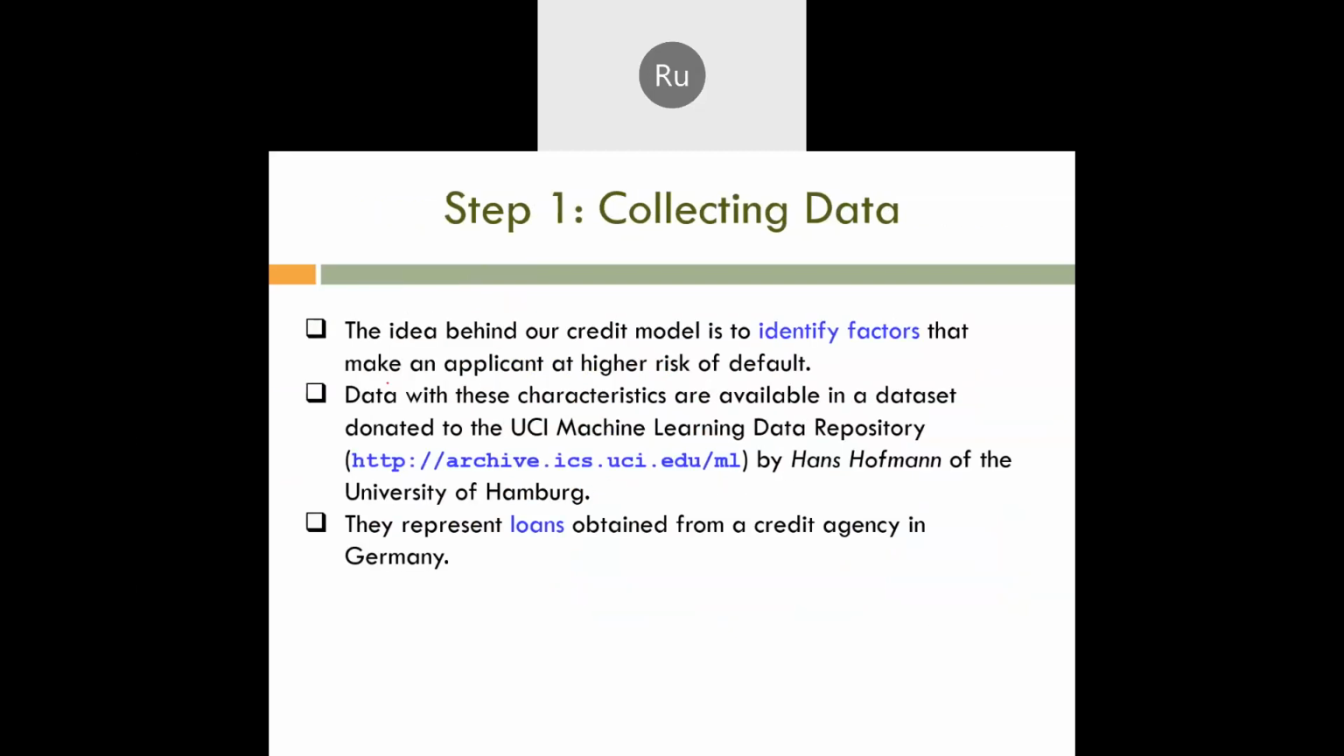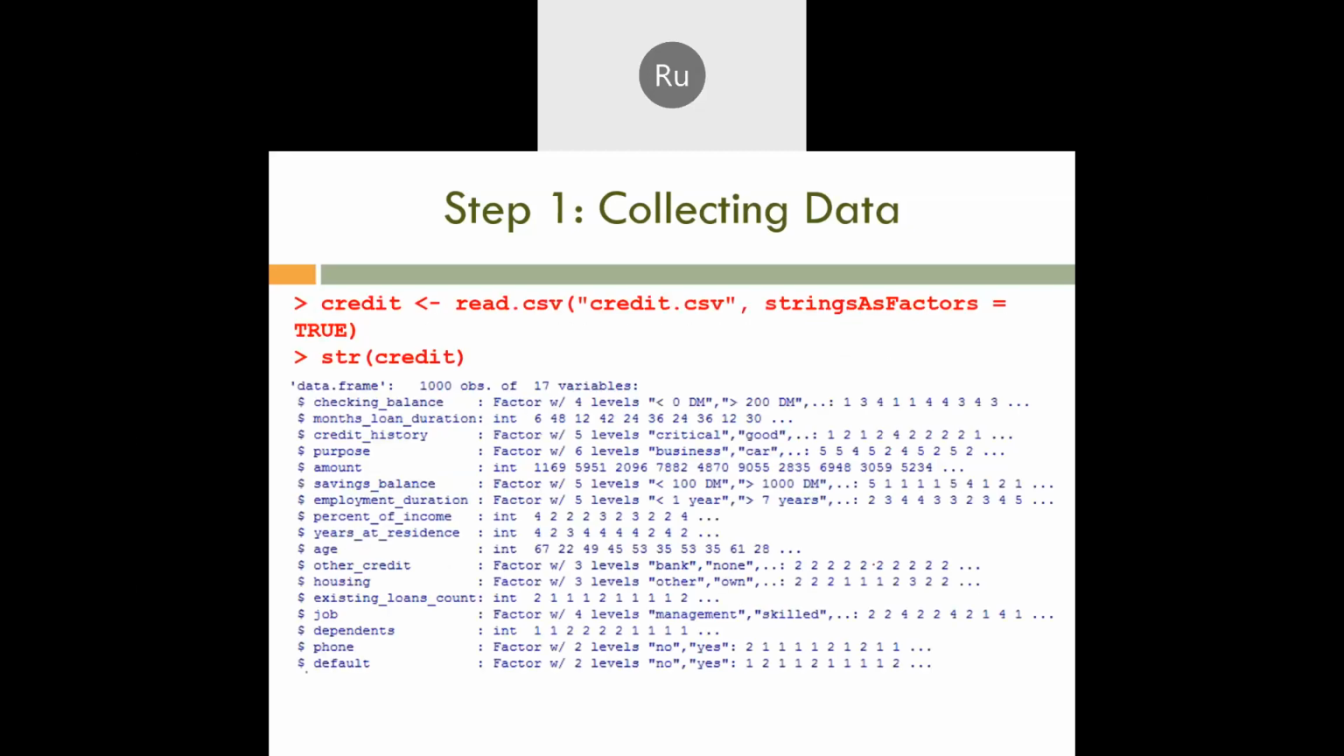So the data that we have represent the loan applications from a credit agency in Germany. Okay, and these are the sample data, the structure of the data that we have. So basically, we are reading the file from the credit Excel. Then we say stringsAsFactors, meaning that all the characters will be maintained as factors or labels. And this one will show you the structure of the data that we read from here.